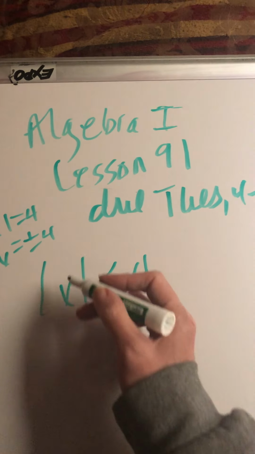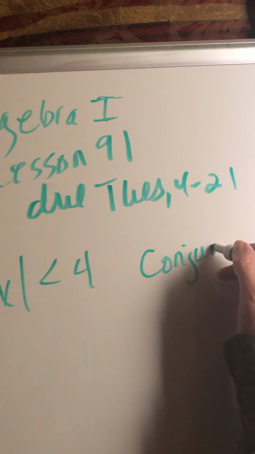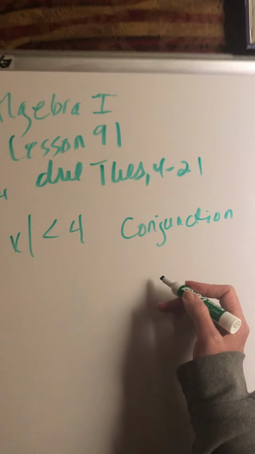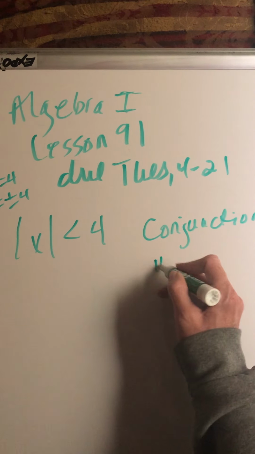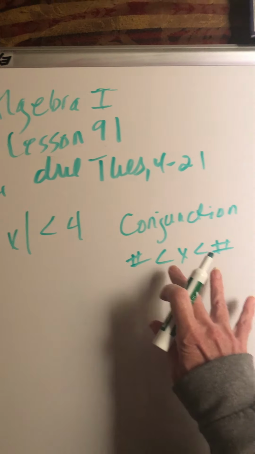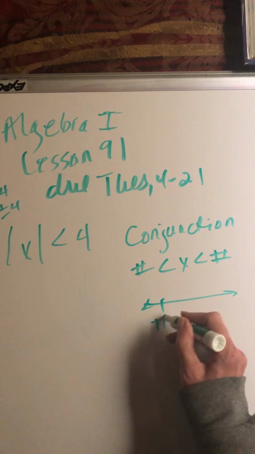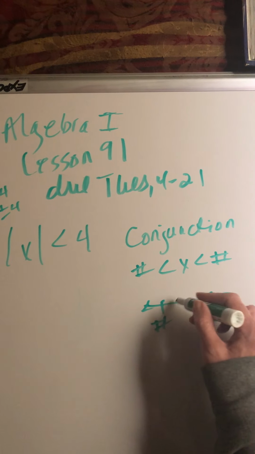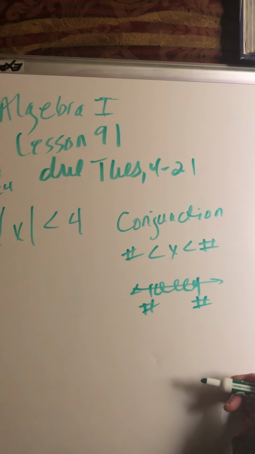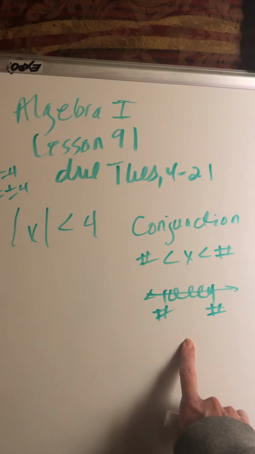So you need to know that when you've got absolute value less than, it's called a conjunction. And when you write your conjunction, you're going to have a number less than x less than another number. That's how you write the conjunction. Then when you graph it, you're going to have those two numbers on your graph, and you're going to shade in between, okay? So that's the way a conjunction works. And when it's absolute value less than, it's a conjunction, so it works like this.